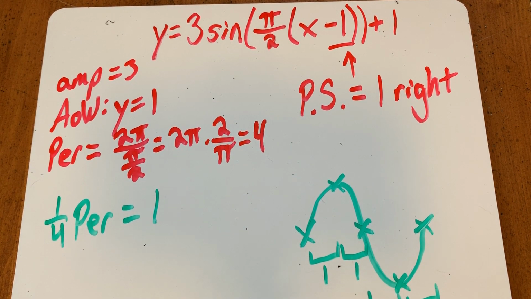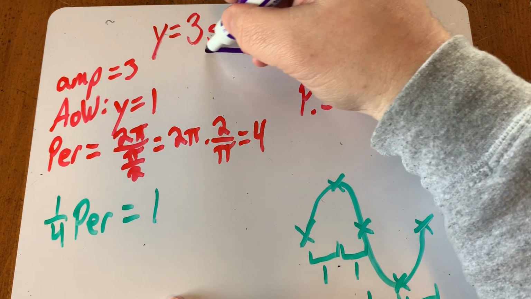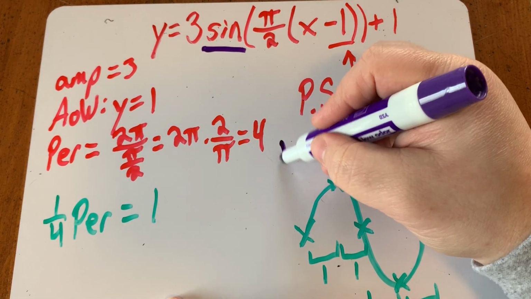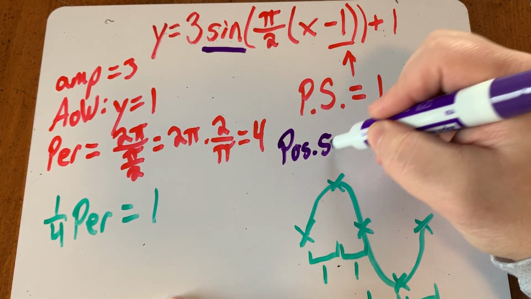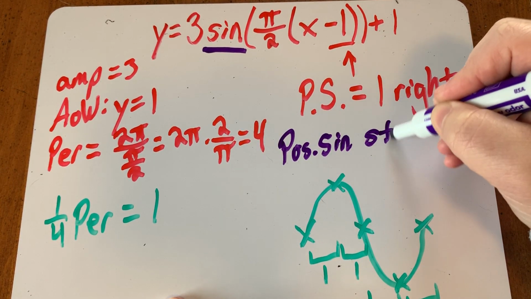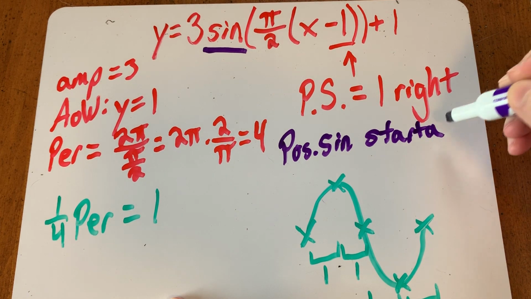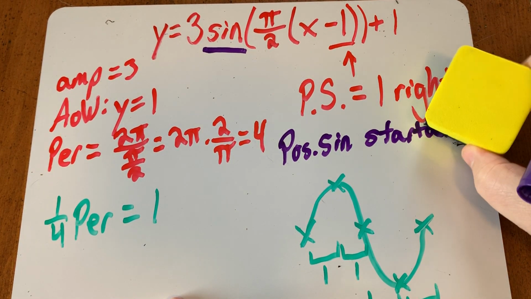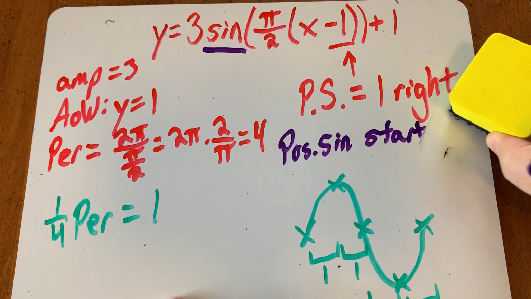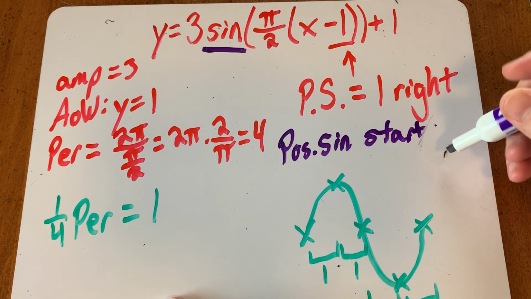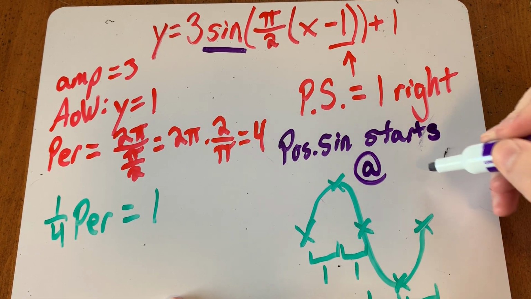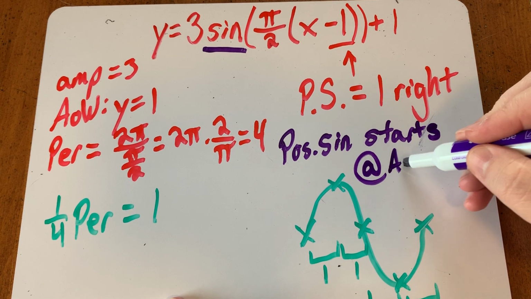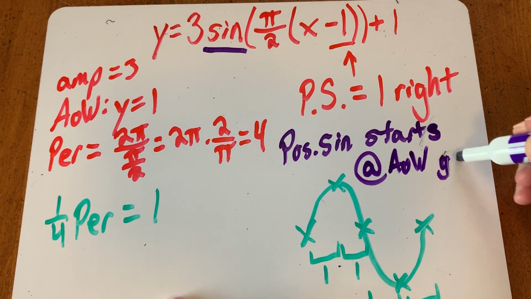And then I also like to figure out where we start. It's a positive sine. A positive sine starts at the axis of the wave going up.